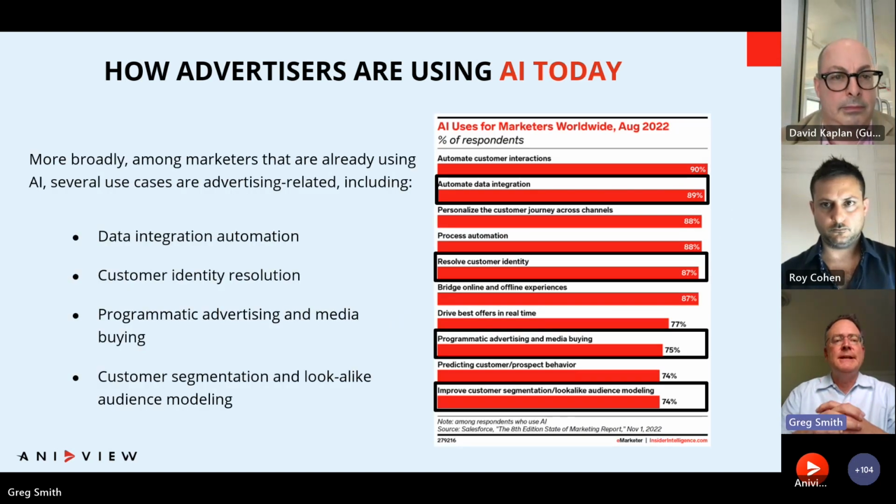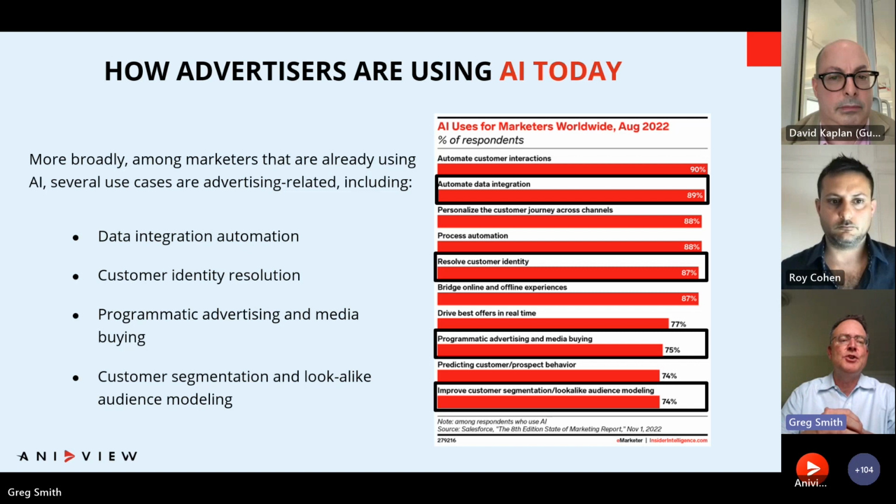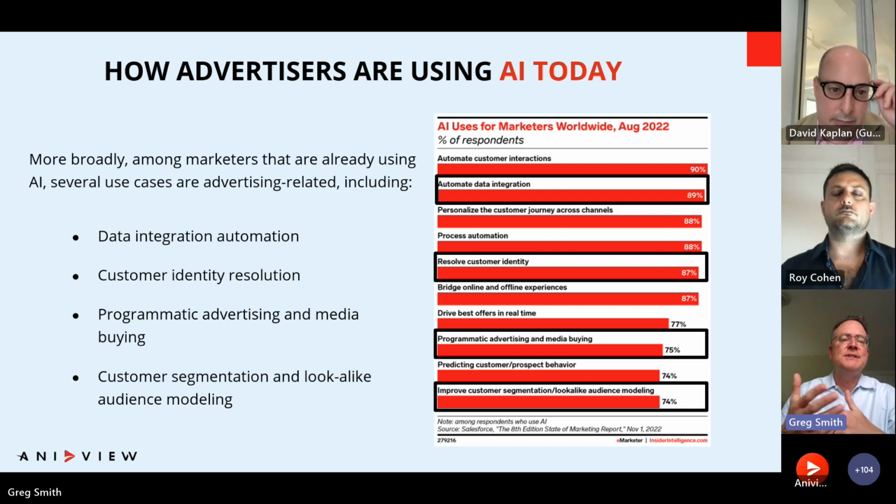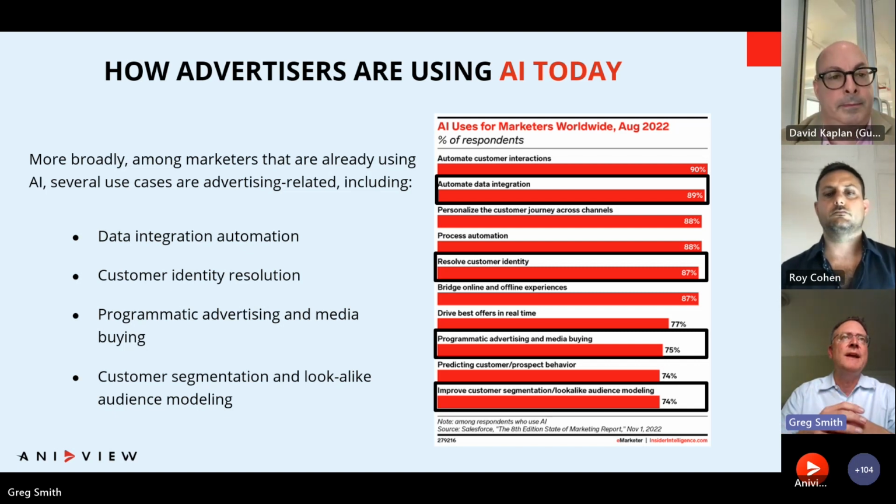And then lastly, when we look at those marketers that are already using AI, what are they essentially using it for? Many of these applications actually apply to advertising. So data integration, automation, customer identity resolution, programmatic advertising and media buying. And we've already talked about contextual targeting, but also, on the previous chart, another thing that was mentioned was dynamic pricing.